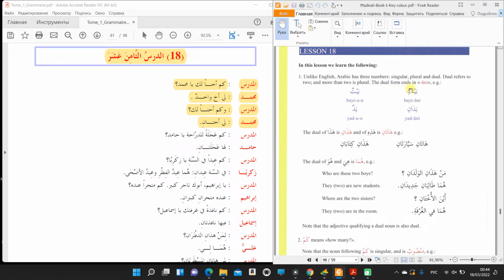So the dual form ends in ani. For example, baytun, baytani. Yadun, yadani. It means two houses, and it means two hands.